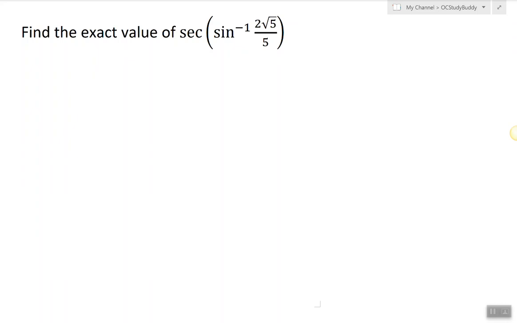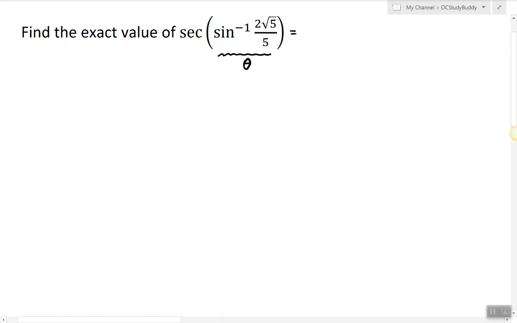In this video, I will show how to simplify trigonometric expressions in which a trigonometric function is taken of the inverse trigonometric function. We always start by introducing the notation for the angle. So let's call what's inside of this parenthesis theta.